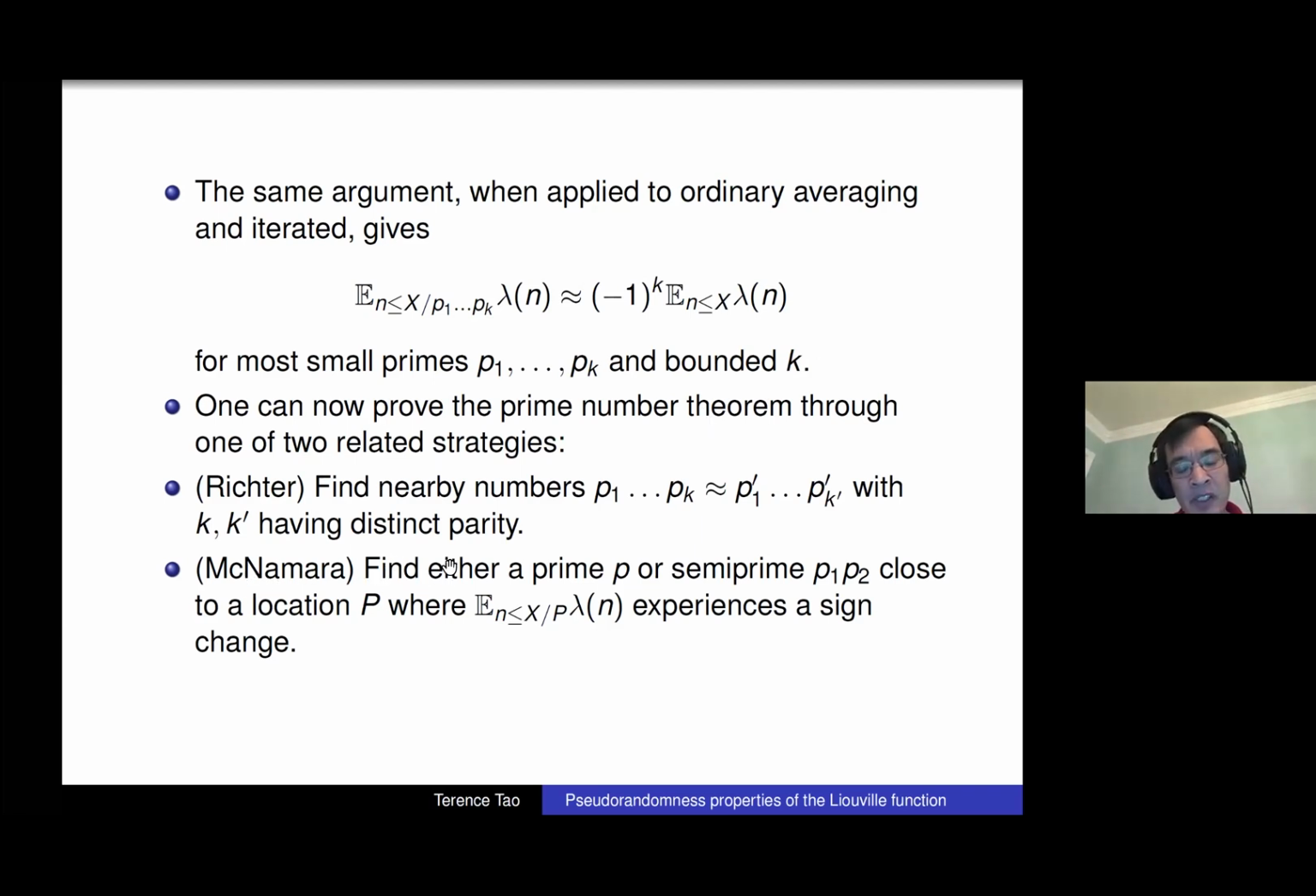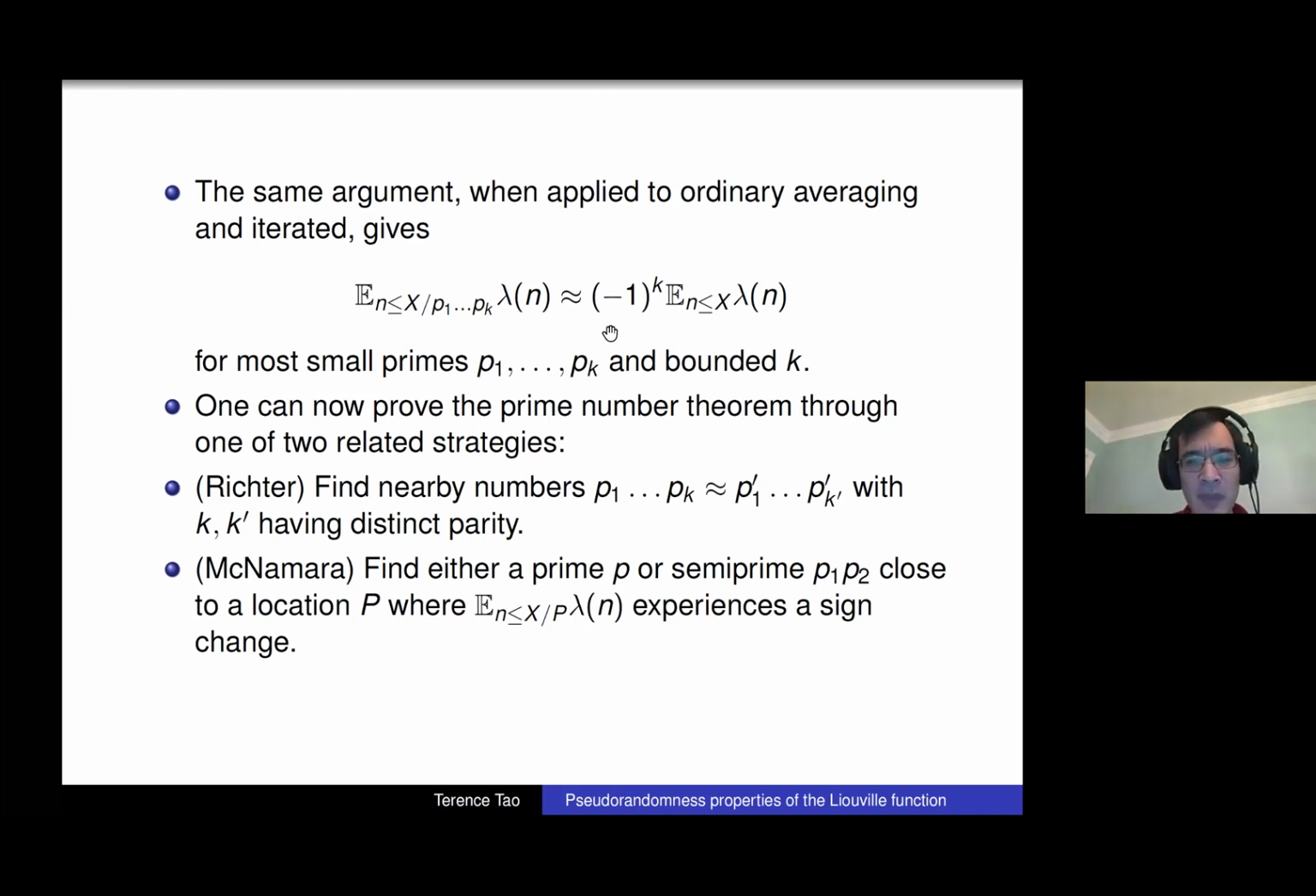And Redmond McNamara's approach was related. He located a place where this average executes a sign change. So if the prime number theorem was false, then this average would be large and positive somewhere and large and negative somewhere else. But it's also kind of continuous in x. So at some point, there has to be a sign change at some capital P. And then by using an elementary formula of Selberg, he could find either a prime or a semiprime, a product of two primes, close to that P. And using one of those two, plugging it in here, he could get the prime number theorem.